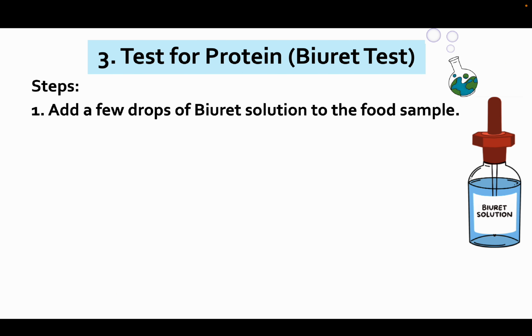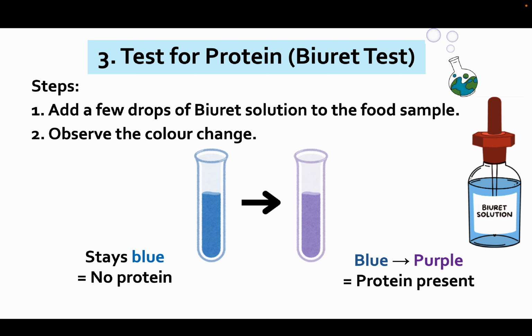Our next test is a test for protein, called our Biuret test. The first step is you add a few drops of Biuret solution to the food sample, and then you simply observe the colour change. So if it stays blue, because our Biuret solution is originally blue, then that means there is no protein. But if I see it go from blue to purple, that means there is a protein. So think of it as P for protein, P for purple. If we see it go purple, proteins are present.